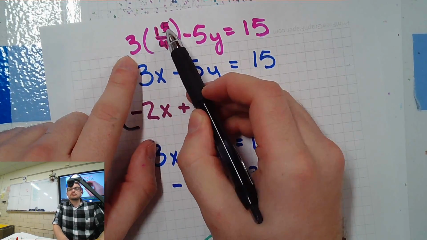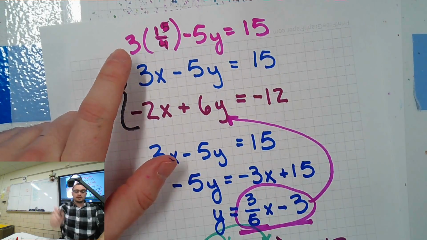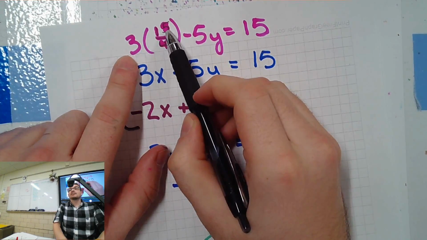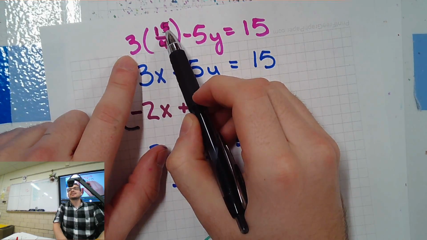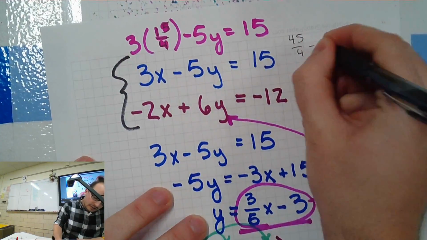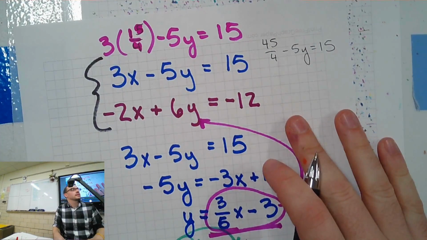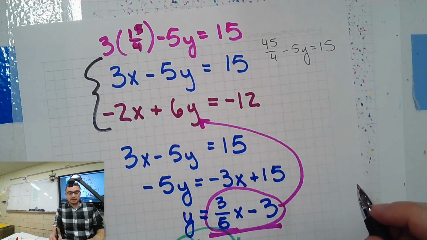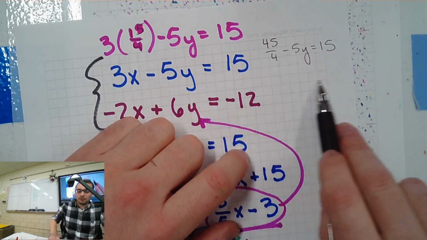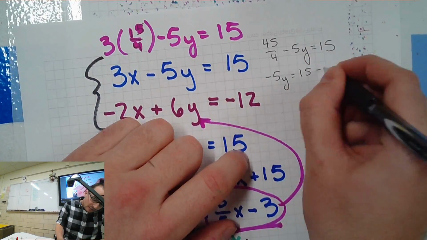3 times 15. Pause. If you don't know it, that's okay. What's 3 times 10? What's 3 times 5? Add them together. 45 over 4 is what we have here. So we plug this in, we got 45 over 4 minus 5y. We're going to subtract 45 over 4. So I get negative 5y equals 15 minus 45 over 4.